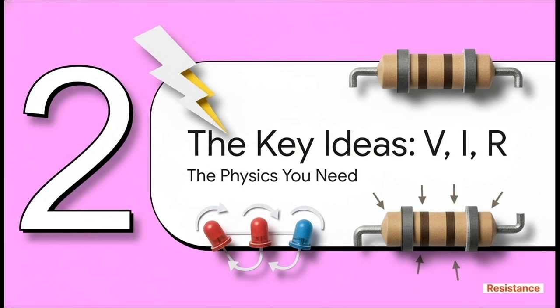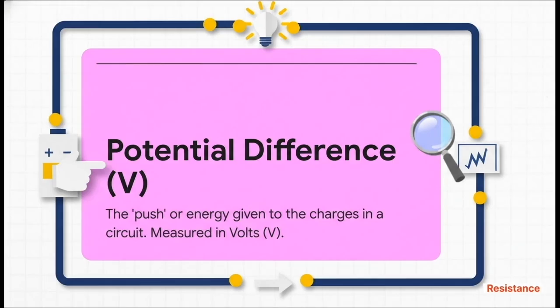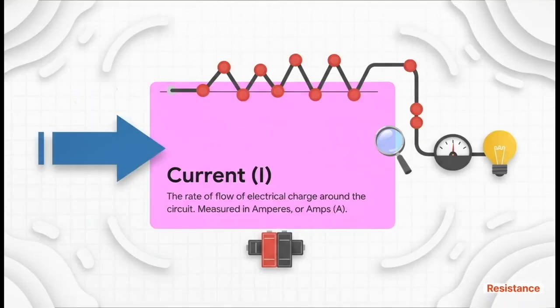Honestly, if you can get your head around V, I, and R, the rest of the practical becomes so much easier. First up, potential difference, V, which, let's be honest, you just call voltage. Think of it as the push from the power pack. It's the energy that gets the electrical charges up and moving around the circuit. Simple as that. No push, no flow. Next, we've got current, which we call I. So if voltage is the push, current is the result of that push. It's how much charge is actually flowing. We measure this flow rate in amperes, or just amps.